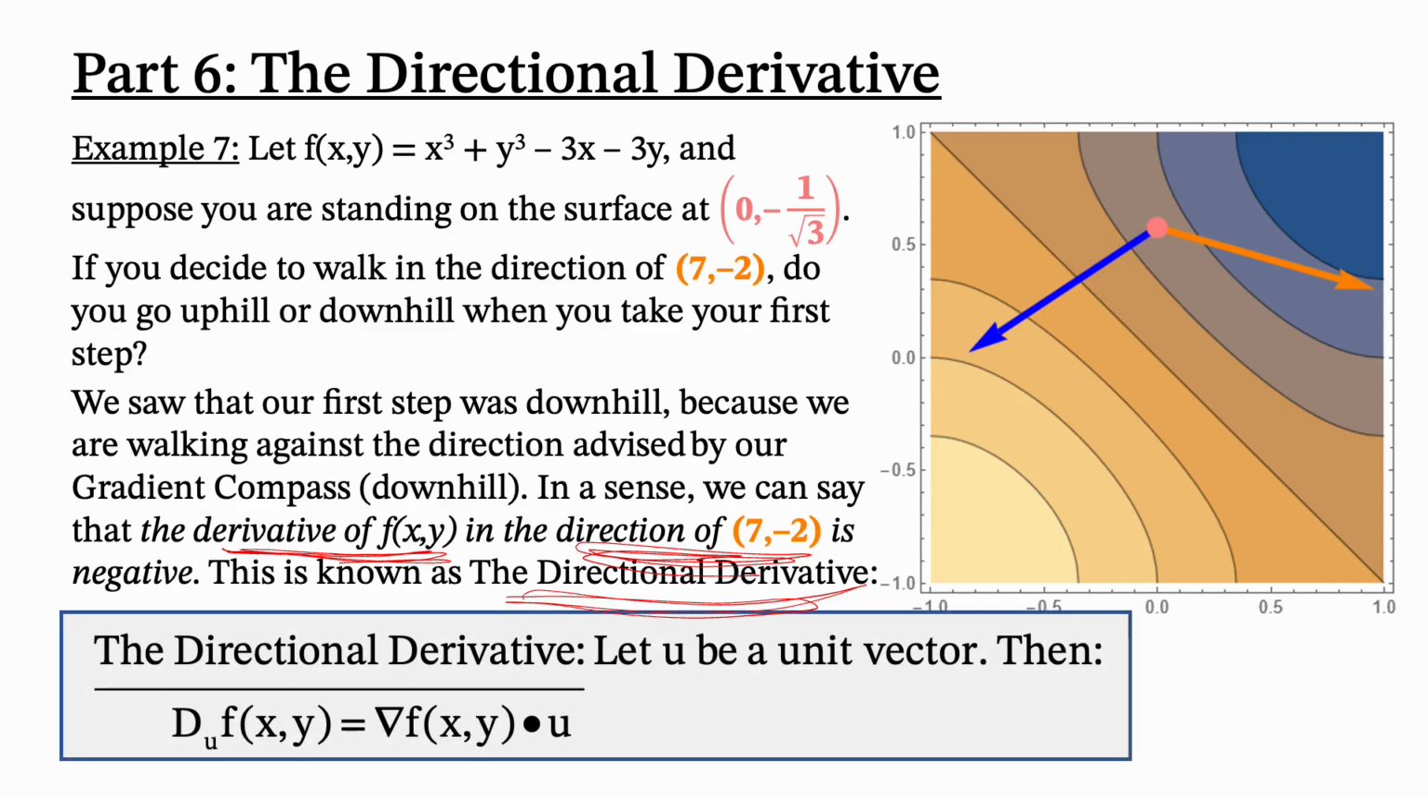So I can give you a definition here. If you have any unit vector, then the directional derivative in the direction of that unit vector is the gradient dotted with that unit vector. So it's basically more chain rule. It's just that this unit vector is kind of like our tangent vector. So very much a related concept.